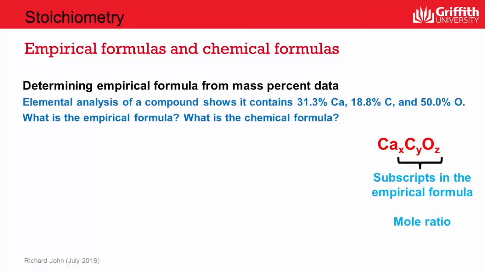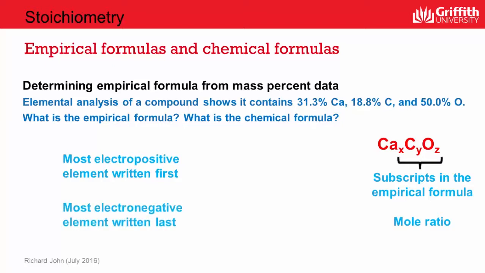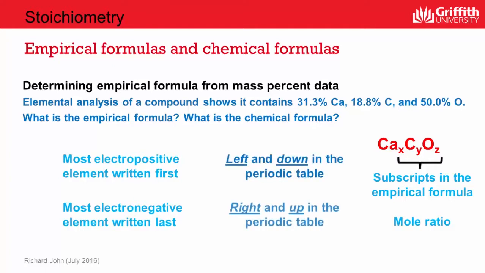Now when we've written our empirical formula down as CaXCyOZ, what we've done is written the most electropositive element first, that's calcium. We've written the most electronegative element last, that's oxygen. The most electropositive element is left and down in the periodic table, and the most electronegative element is right and up in the periodic table.